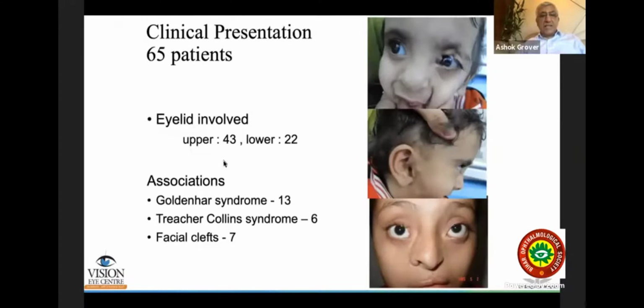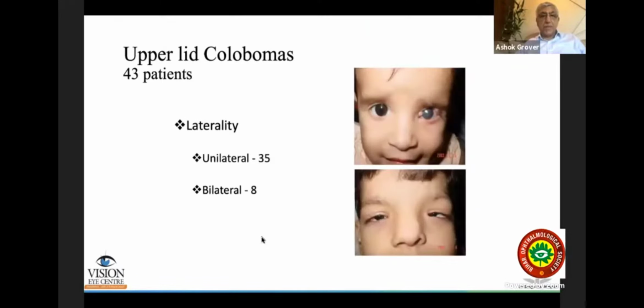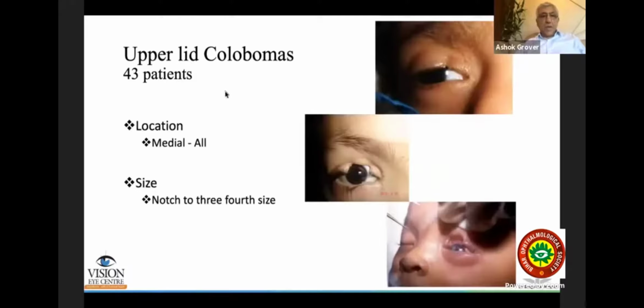The upper eyelid is involved in 2/3 of the cases, lower in 1/3. And golden hair syndrome at 13 cases is a very common association. And so is Treacher-Collins syndrome and the facial clefts. Most of the cases in the upper lid are unilateral, bilateral being only about 15 to 20%. All of them are located medially, varying from a small size such as a notch to almost 3/4 size in severer cases.